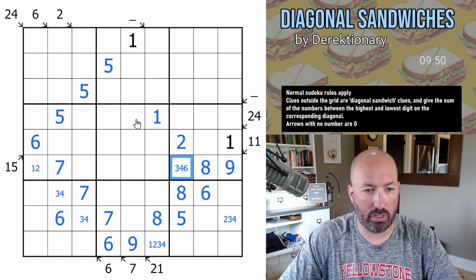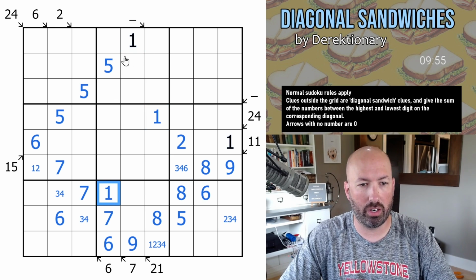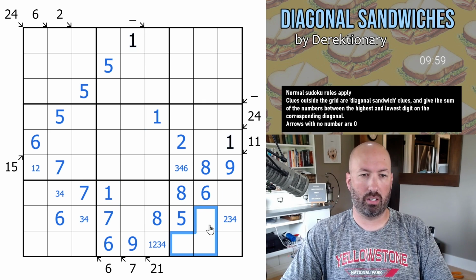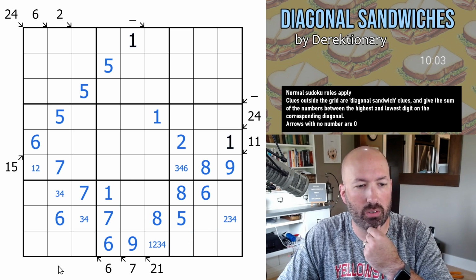Okay. I was just noticing, though, as I was looking at 1s, we can do just some normal Sudoku here. Put 1 there. Yeah, I don't know that. Okay. What else do we know? What else can we do?